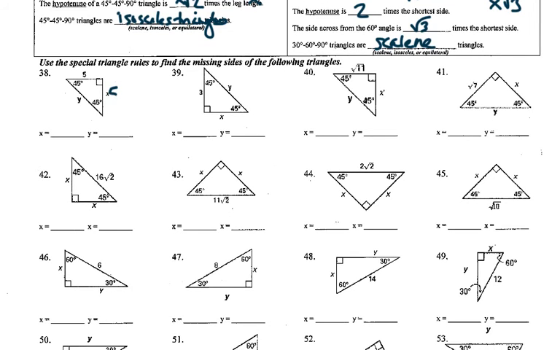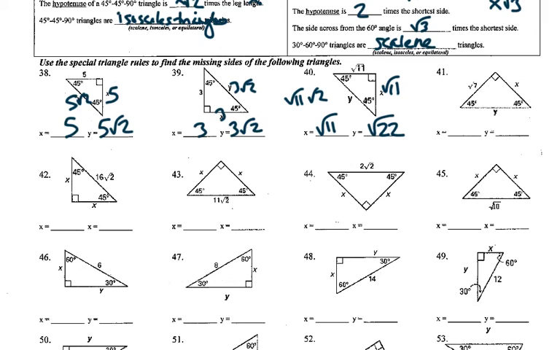So here, 5, 5, 5 root 2. I'd like to write it on the picture as well as on the answer blank. 3, 3, 3 root 2. Like that. Root 11, root 11, root 11 root 2, and root 11 times root 2 is root 22. Root 7, root 7, root 7 root 2 is root 14.